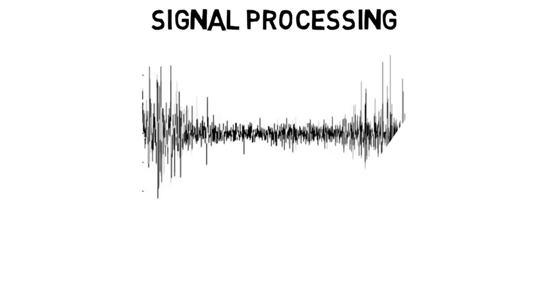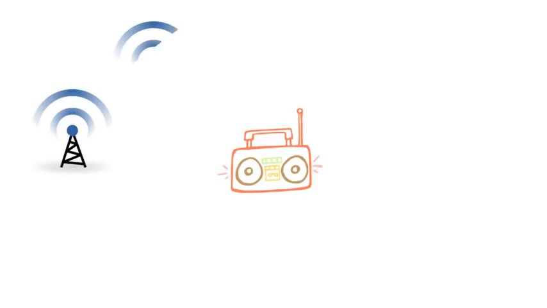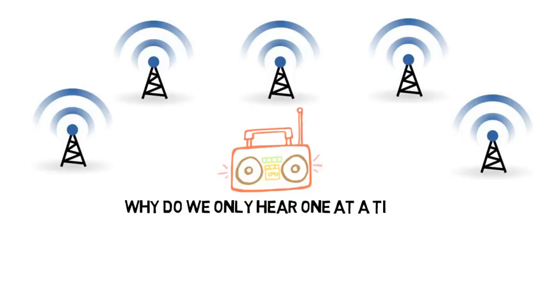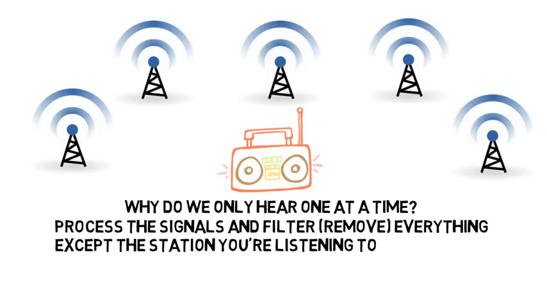You also take one of their signal processing courses where you look at complicated signals or changing voltages in time and analyze them in detail. This is important in things like filter design and removing unwanted signals. Just like your radio in your car is being hit by every radio station in your city at once. So why do you only hear one at a time? Well, your electronics within process the signals and filter or remove everything except the one you're listening to.